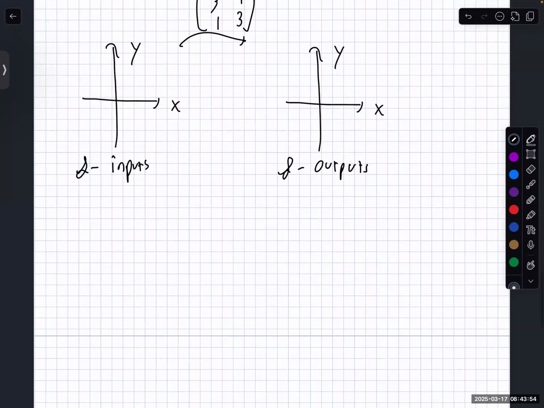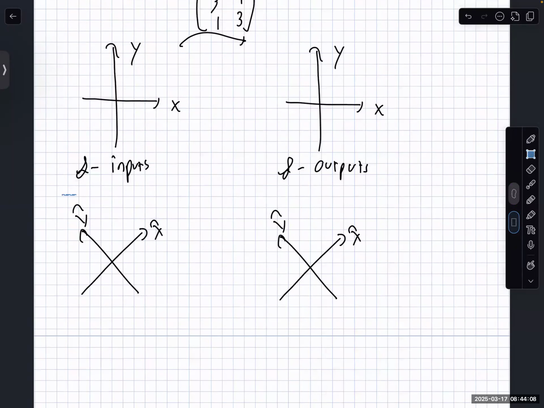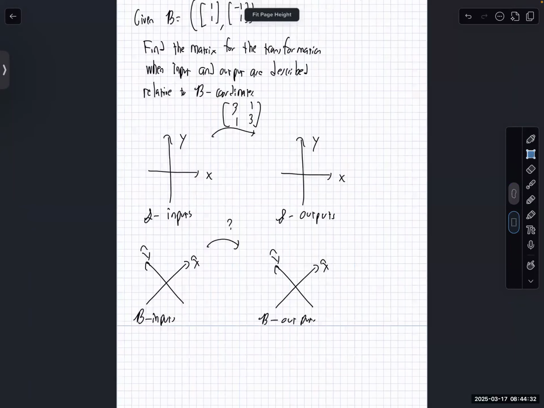Okay, and then we've got this new coordinate system. So we're going from B inputs to B outputs. And there's a matrix that's going to represent that. And that's what we're trying to figure out. Let's draw this picture again.